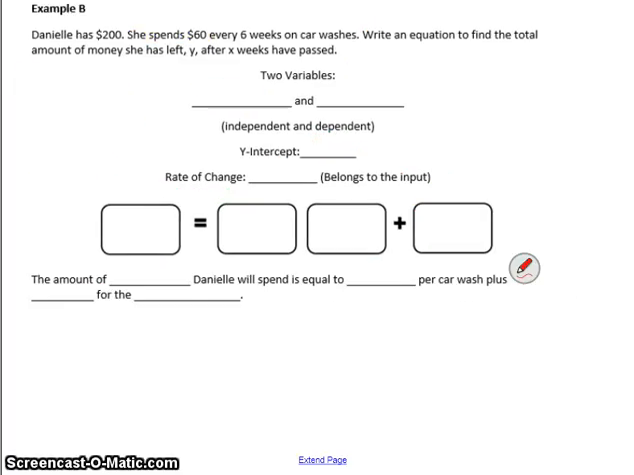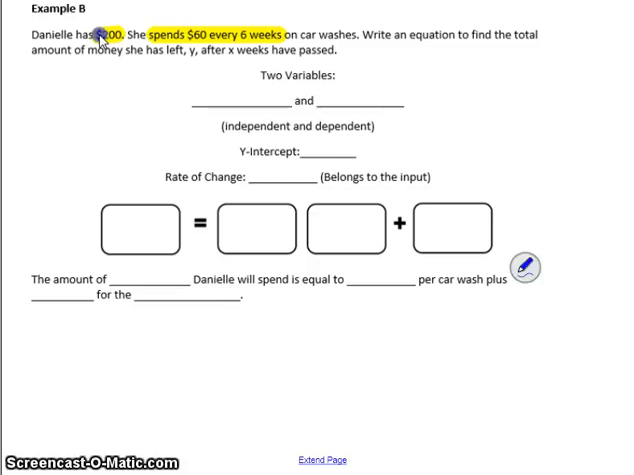If you flip your paper over, you have example B on the back. Example B says Danielle has $200. She spends $60 every 6 weeks on car washes. Write an equation to find the total amount of money she has left, y, after x weeks have passed. So again, I want to take that highlighter out. And I start with $200. Then she spends $60 every 6 weeks.